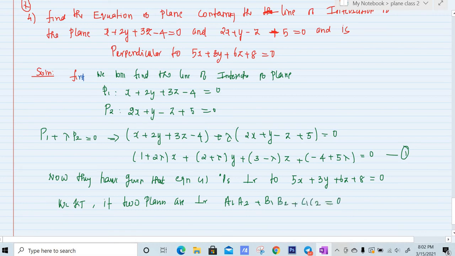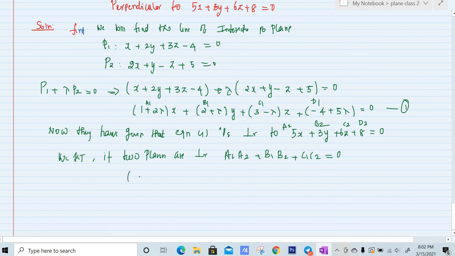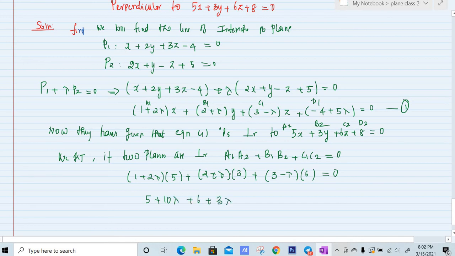So a1 is 1 plus 2 lambda. This is a1 b1 c1 d1, and this is a2 b2 c2 d2. Now substitute: 1 plus 2 lambda into 5, plus 2 plus lambda into 3, plus 3 minus lambda into 6 is equal to 0, right? So a1 a2, so 1 plus 2 lambda into 5, 2 plus lambda into 3, 3 plus lambda into 6. So it will be 5 plus 10 lambda plus 6 plus 3 lambda, 18 minus 6 lambda is equal to 0.